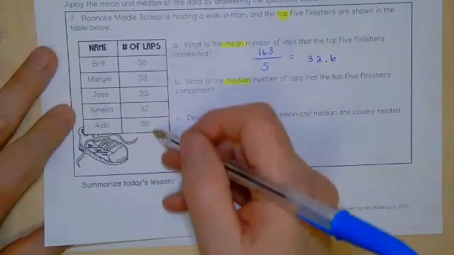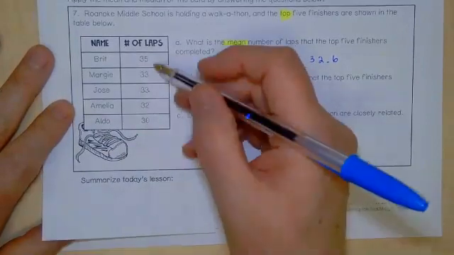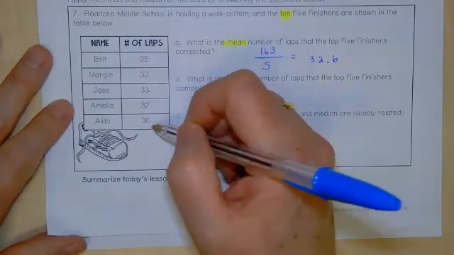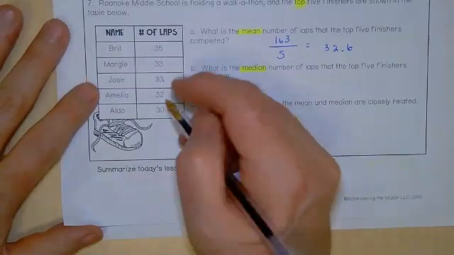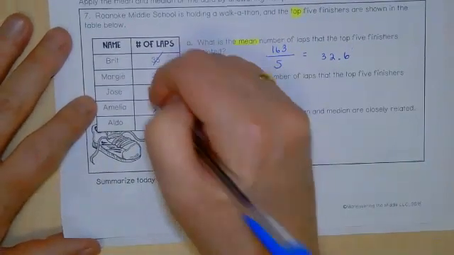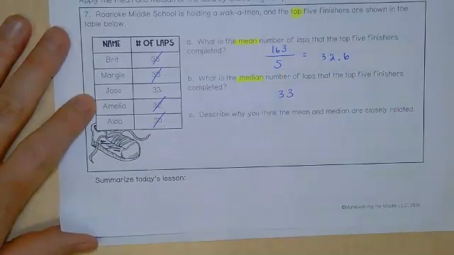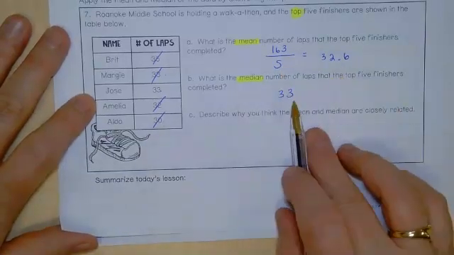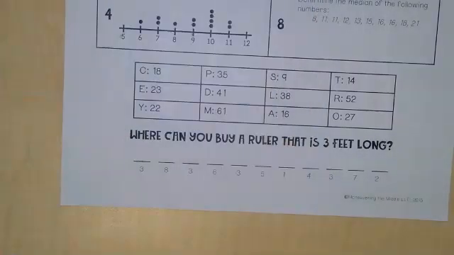Now, here are my scores. Are they in order? 35, 33, 33, 32, 30. Yes. So to find the middle number, start at the outside. Is 32.6 almost 33? They're very close, right? Okay, tear that paper off, put your name on the back.